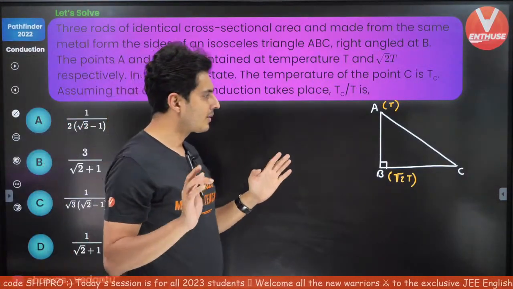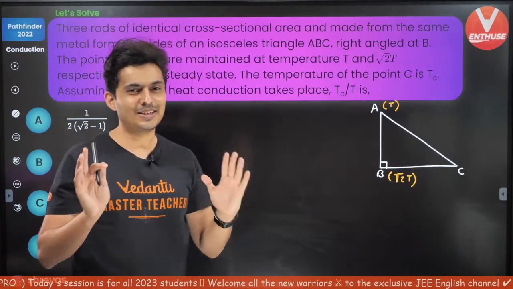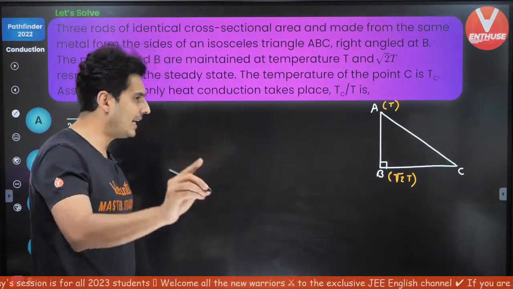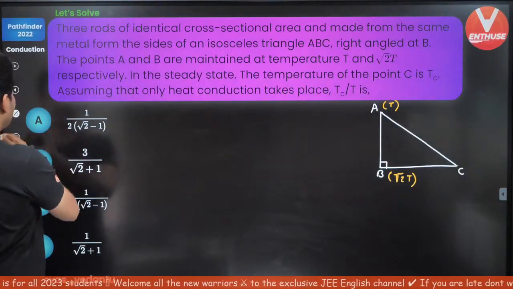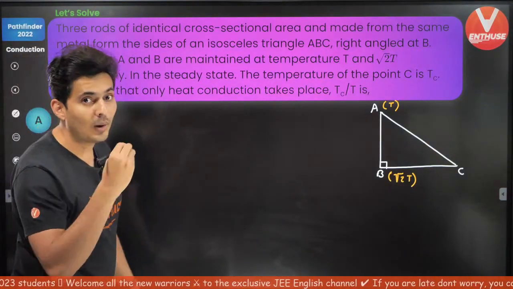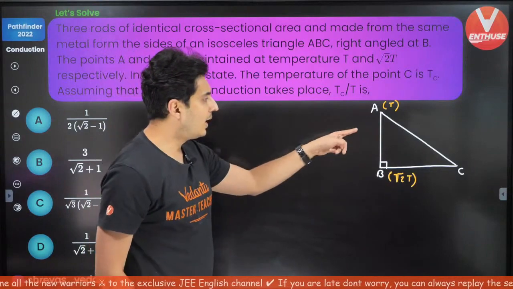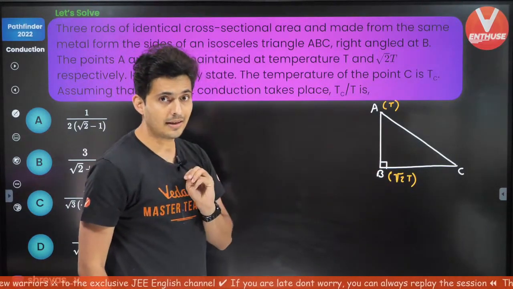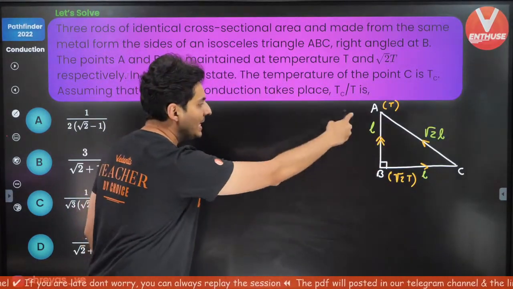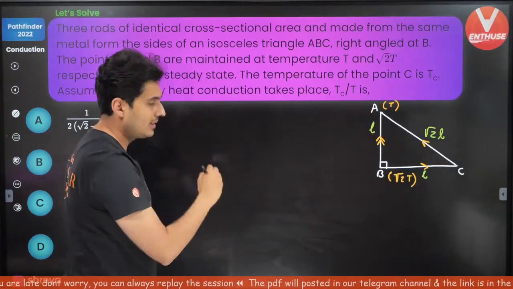Interesting question. First, analyze how the heat is going to flow. For that, I'll give you a simple logic. Try to redraw the circuit in its equivalent form. A is at some temperature, B is at some temperature. 1, 2, 3. Three rods are there. So this B to A. B was at a temperature, A was at a temperature.